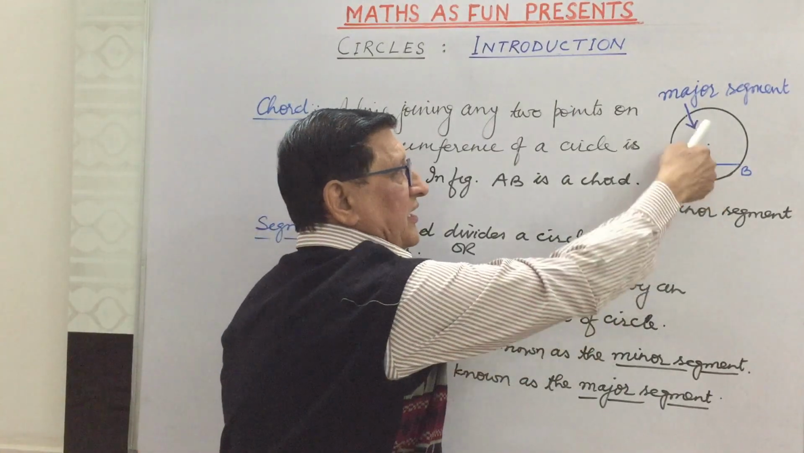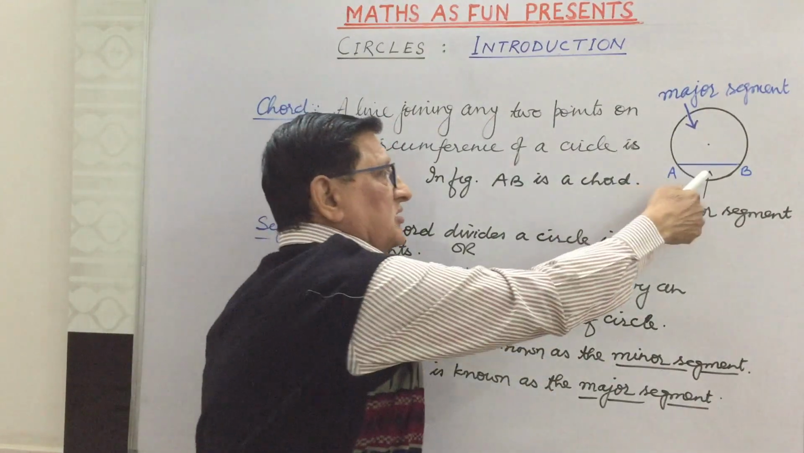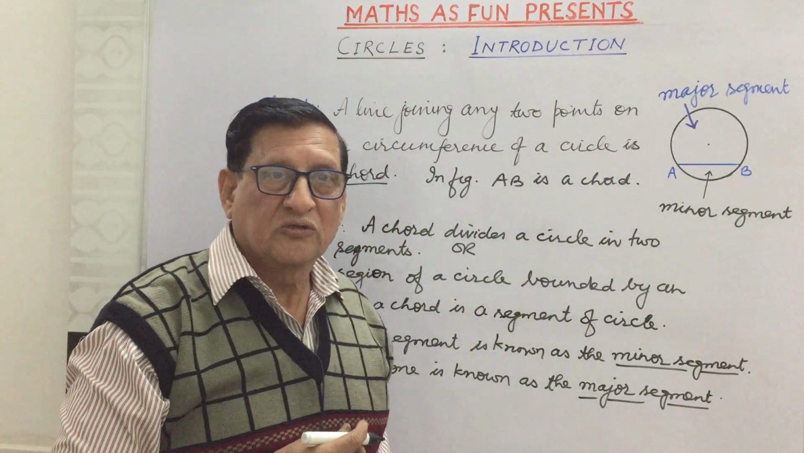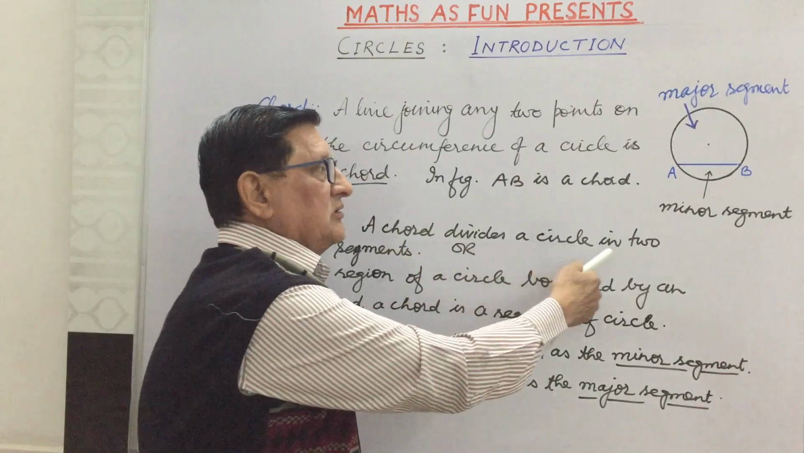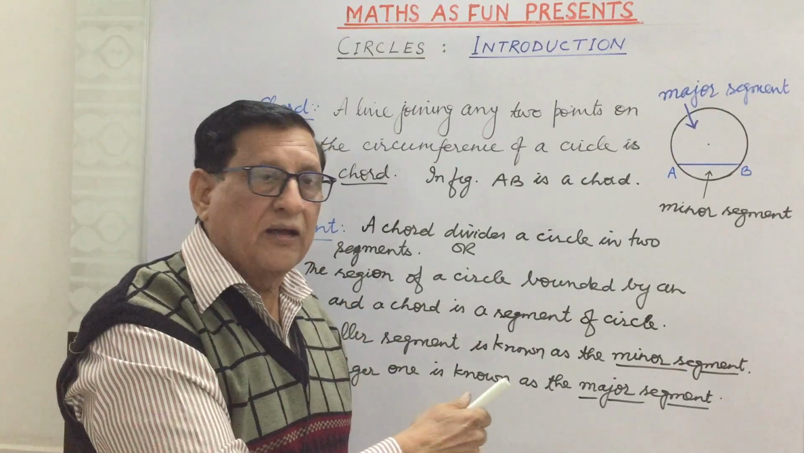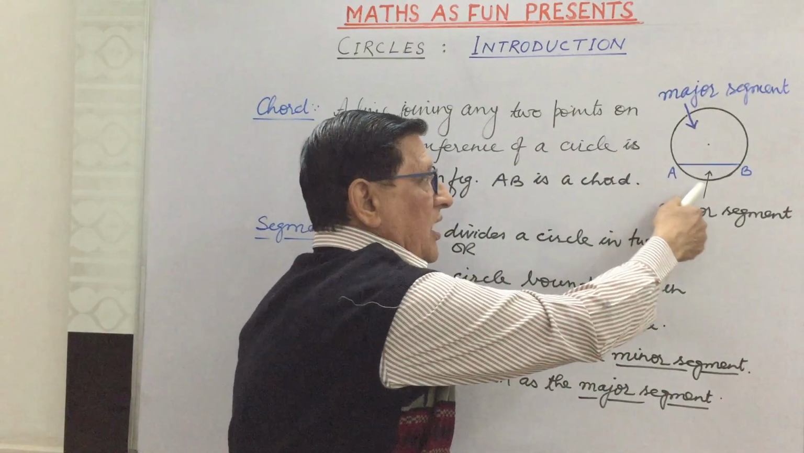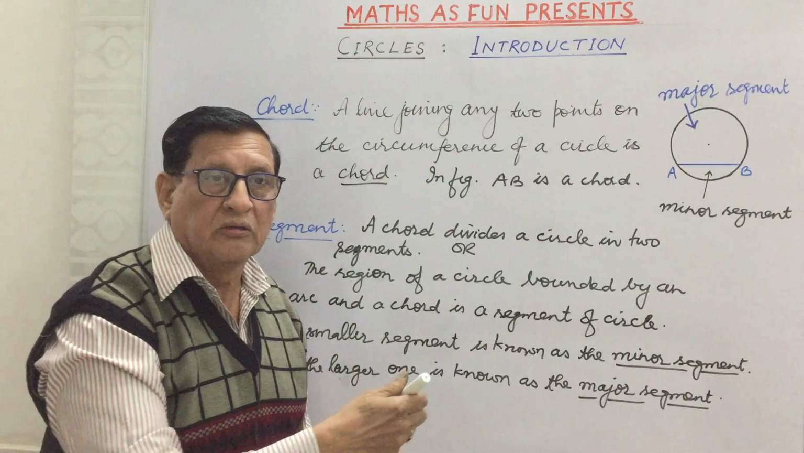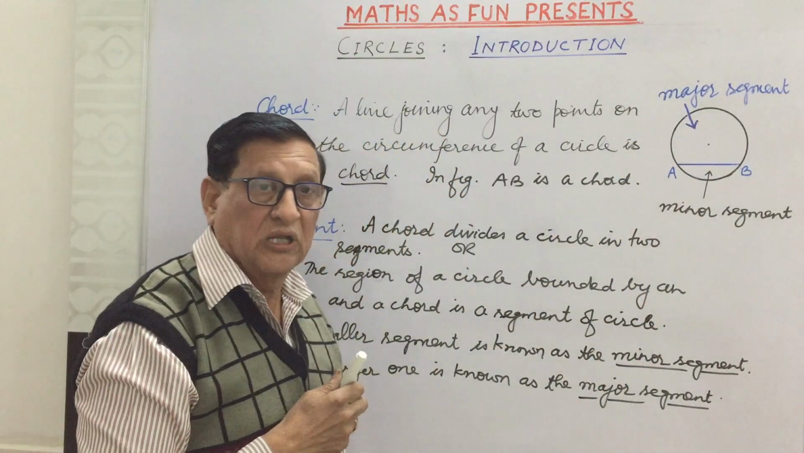Actually, this chord is dividing the circle into 2 parts, 2 regions. These 2 regions are known as the segments of the circle. So we can also define it as: a chord divides a circle into 2 segments. Or we can say the circular region bounded between an arc and a chord is known as a segment. Now here we can see this is the smaller region, this is the greater region, the larger region.